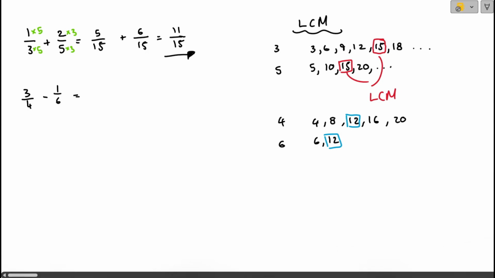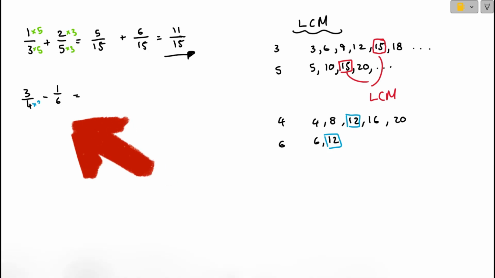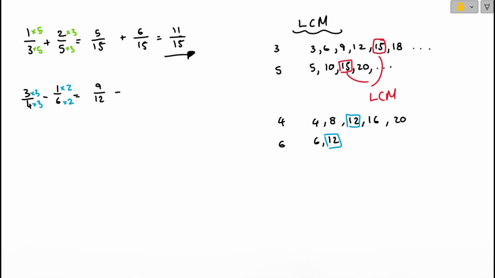Therefore, if I were to rewrite this, so 4 times what will give me 12, that will be 3. And 6 times what will give me 12, that will be 2. Okay, so if I rewrite this now, this will give me 9 over 12 minus 2 over 12. Since the denominators are the same, I can go ahead and just subtract the numerators. So 9 minus 2, that will give me 7 over 12. Let's look at another one.